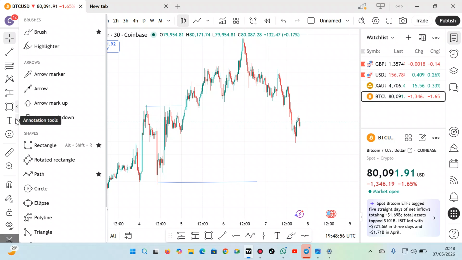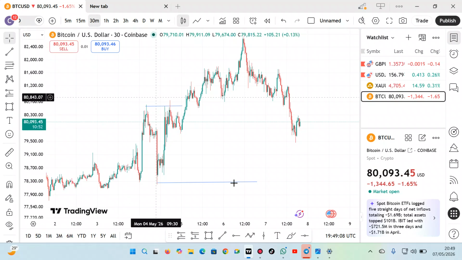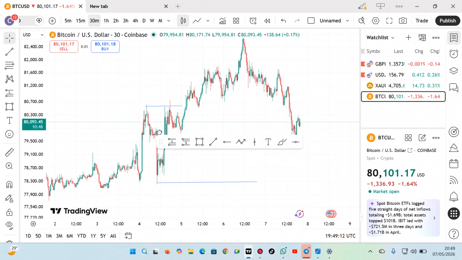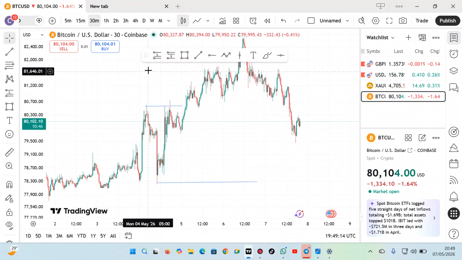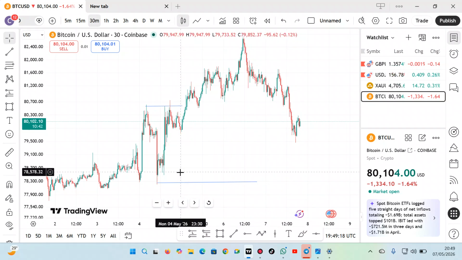Then after that, you move down. You add text for labeling things, like for beginners, labeling OB, BB, all those stuffs. That is what it's used for. Then when you might have added to favorite, it is going to be somewhere here. So you click on it and push it down to come out of your chart.